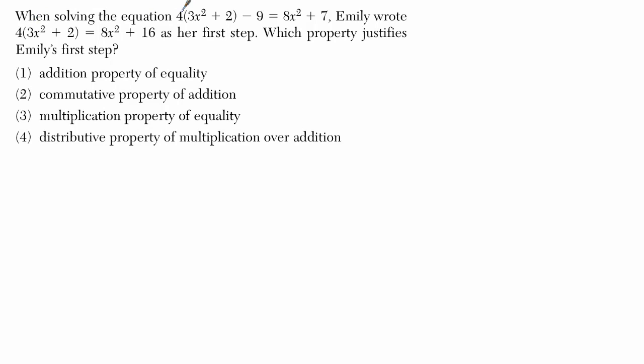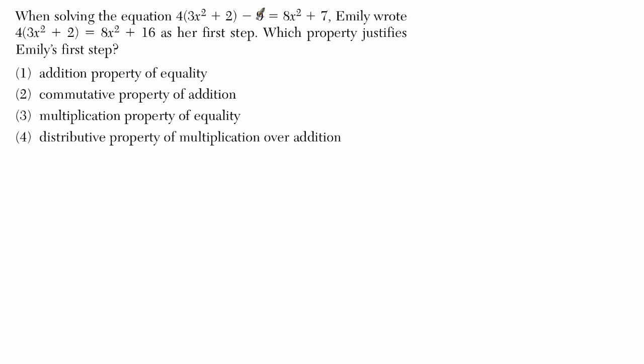When solving the equation 4 times the quantity 3x squared plus 2 minus 9 is equal to 8x squared plus 7, Emily wrote 4 times the quantity 3x squared plus 2 equals 8x squared plus 16 as her first step. Which property justifies Emily's first step? And then there are 4 properties here.